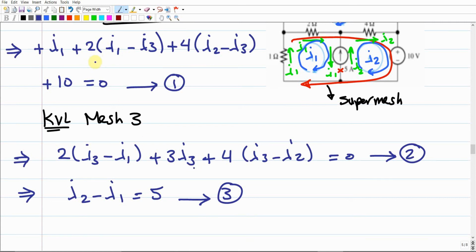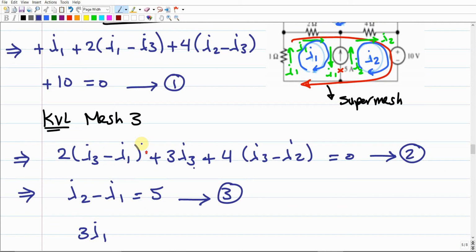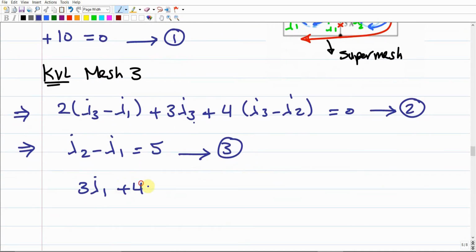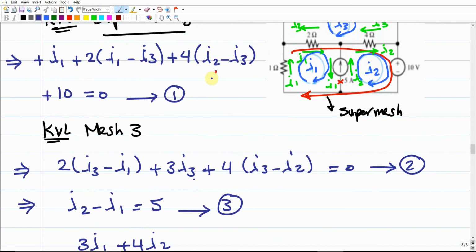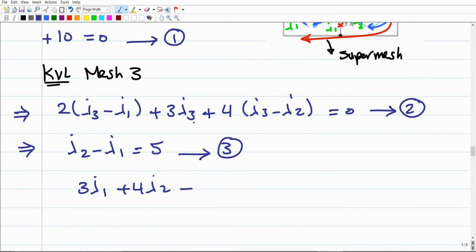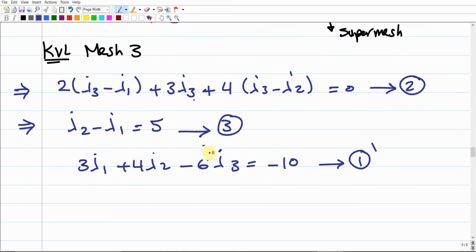So for the first equation, for example, in total we do have 3 I1, right? So it's going to have here 3 I1. I'm just arranging these equations. For I2, it's going to be 4 I2 plus 4 I2. For I3, it's going to be negative 2, negative 4. This gives in total negative 6 I3. Then I'm going to move the 10 to the other side, which is the negative 10. And this is going to give us the new form of the first equation.